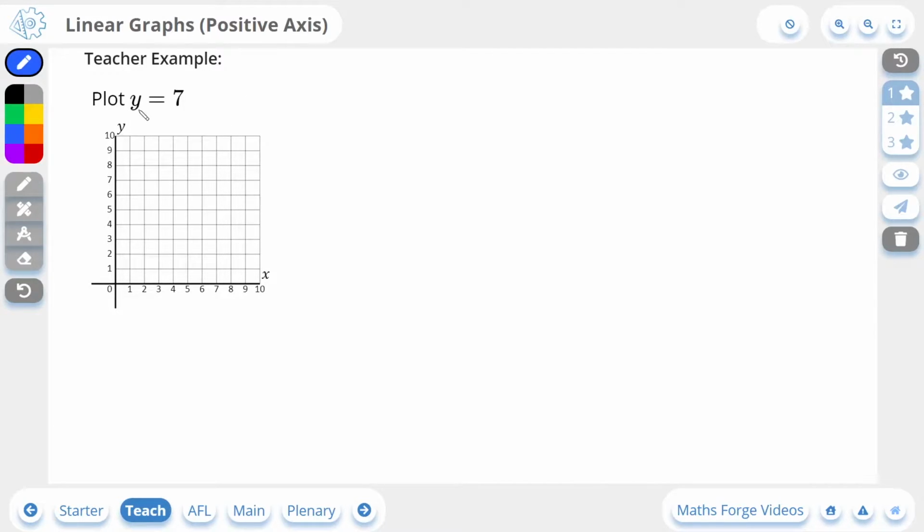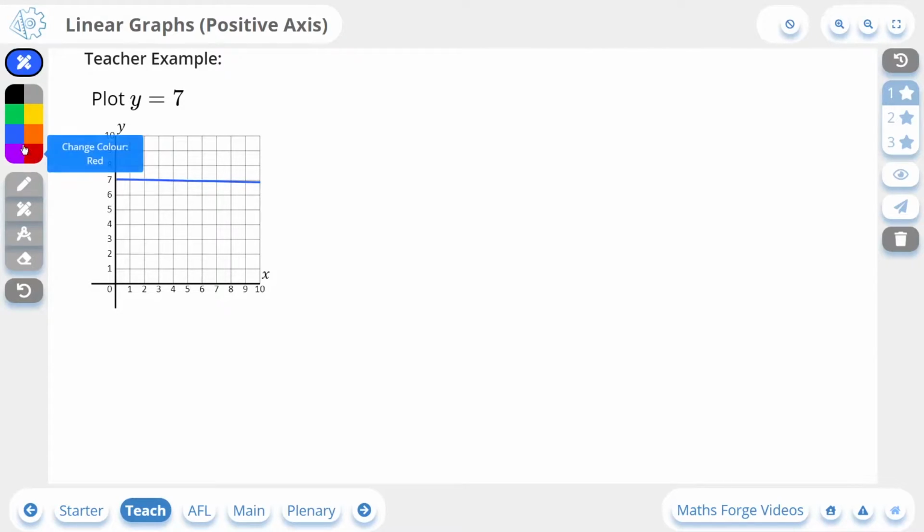Here we're being asked to plot the line of y is equal to 7. How you plot lines where there is a single x or a single y equal to a single number is as follows. You have to ask yourself the question, which line will constantly have a y coordinate of 7? Well, it's going to be the line that goes through the y-axis at 7. So it's going to be this line here.